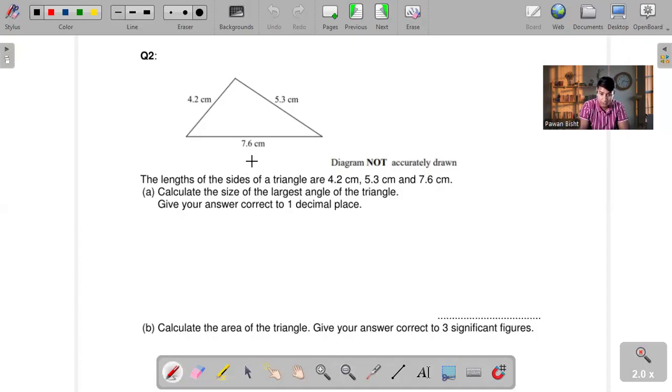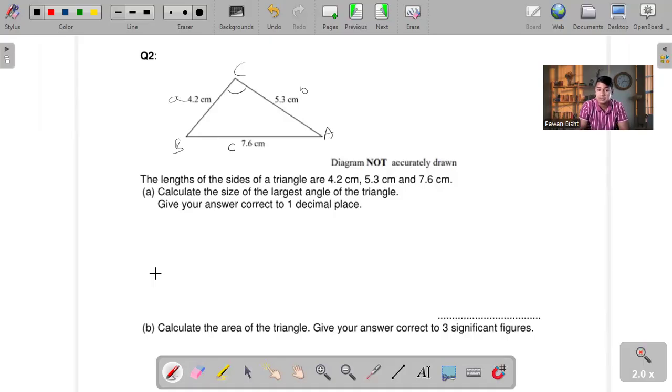So which side is the longest here? As you can see, 7.6 centimeter is the longest side. So the angle opposite to 7.6 is the largest angle. If I consider this as C, this as A, and this as B, I have to find this angle C.